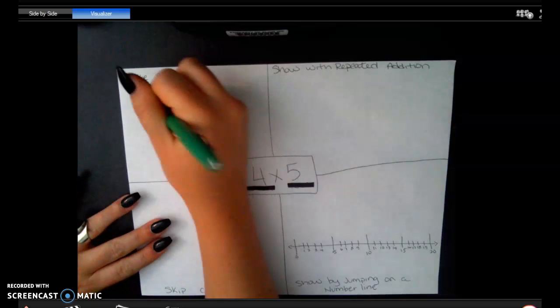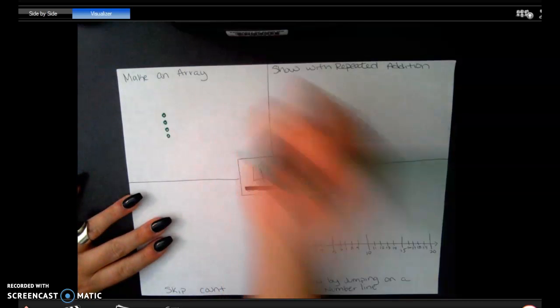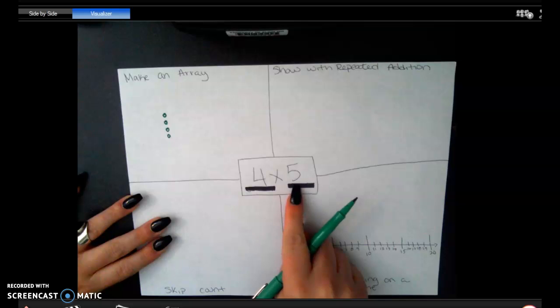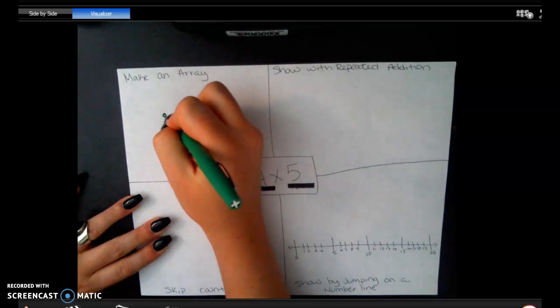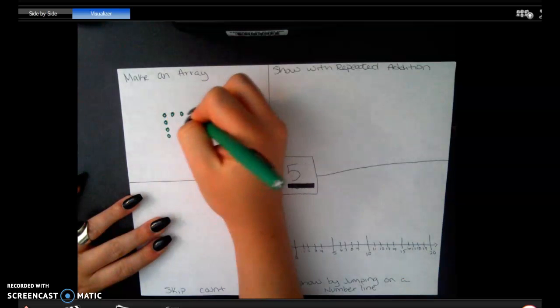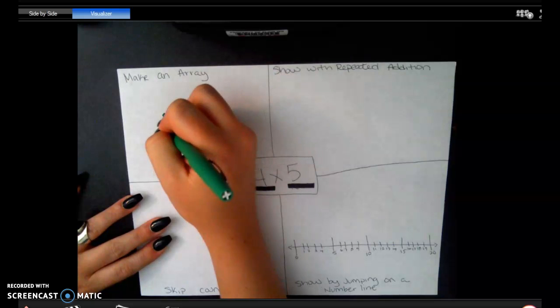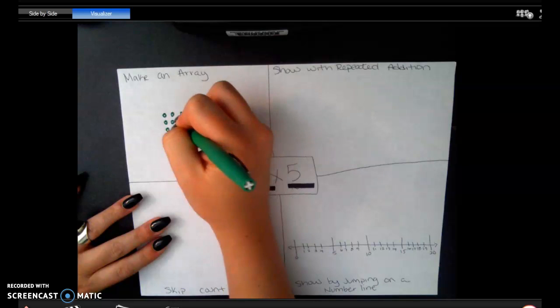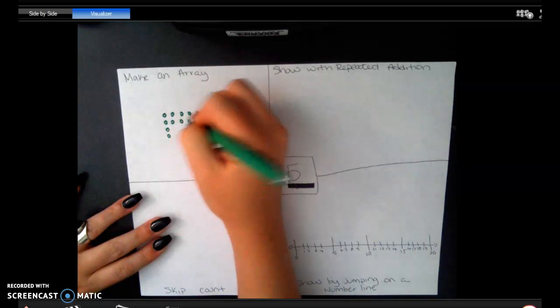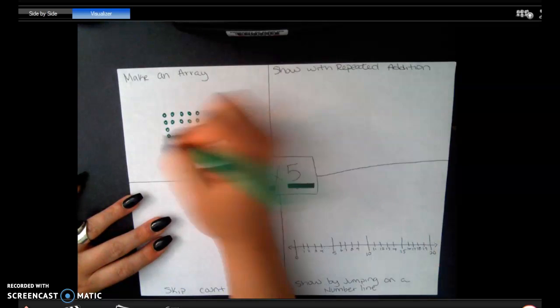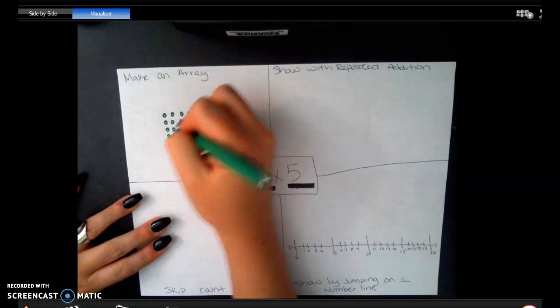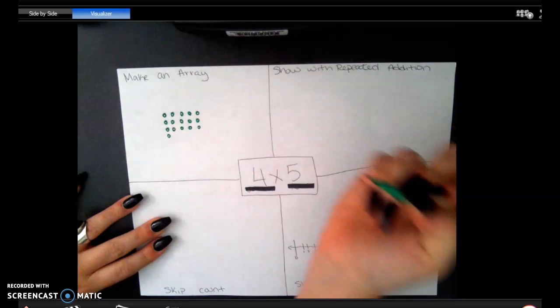There's our 4 groups, but how many is in each group? 5. 1, 2, 3, 4, 5. 1, 2, 3, 4, 5. 1, 2, 3, 4, 5.